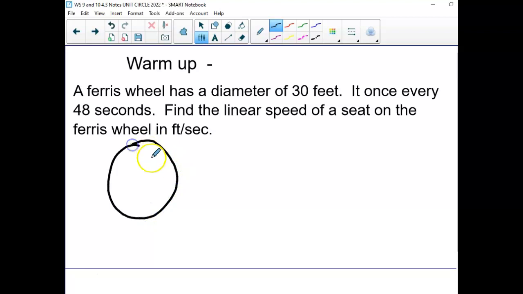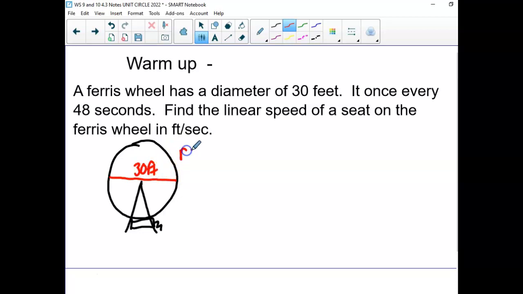Okay, a Ferris wheel has a diameter of 30 feet, okay? We're actually going to do a lot of Ferris wheel questions eventually. Everybody knows what a Ferris wheel is from the carnival or something. This is a ridiculous picture of one, yes, but I don't know. You walk up some steps and then you get on, right? And it goes around.